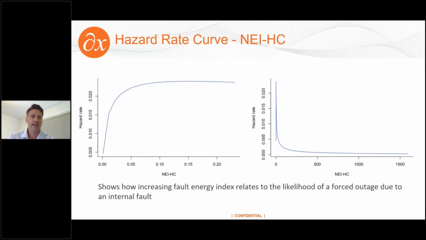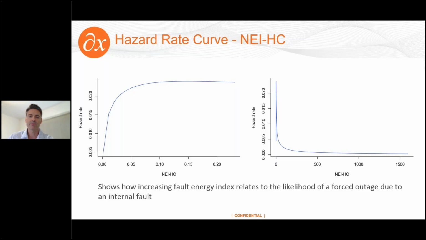So now we're going to look at hazard rate curves. Delta X research has a large population of thousands of transformers' DGA data, including information on DGA detectable failures. This was contributed to us by large North American utilities. The goal was to look at how increasing fault energy indices relate to the likelihood of a forced outage due to an internal fault.